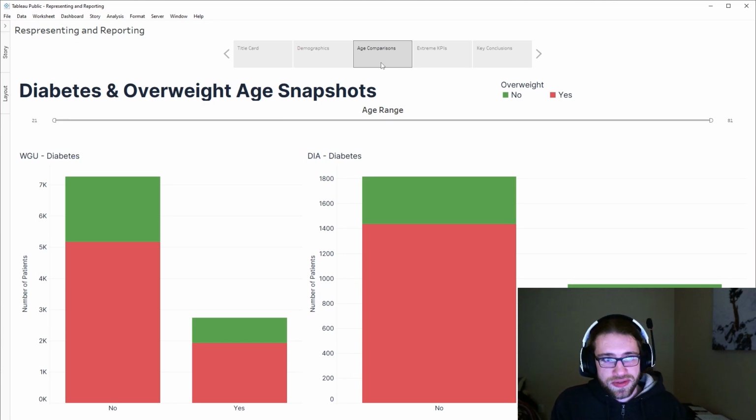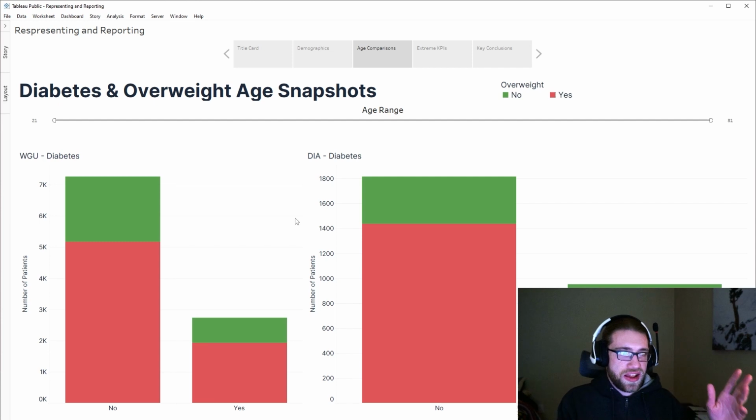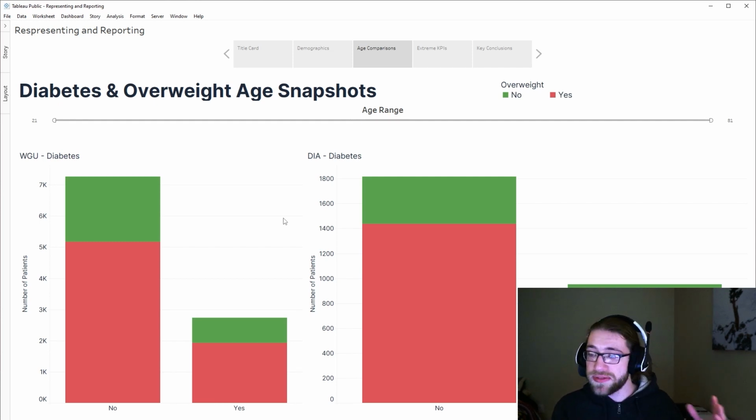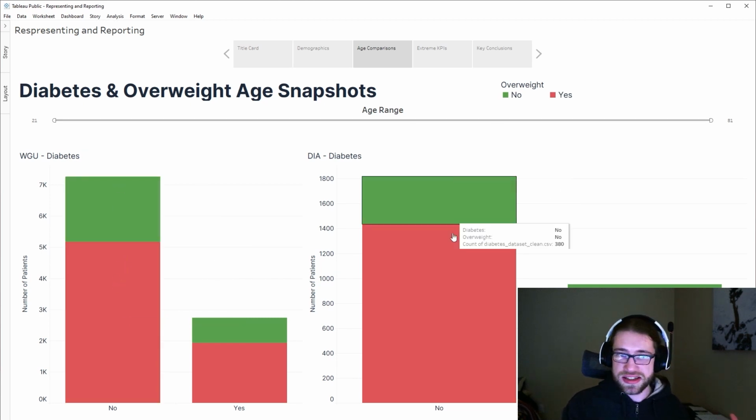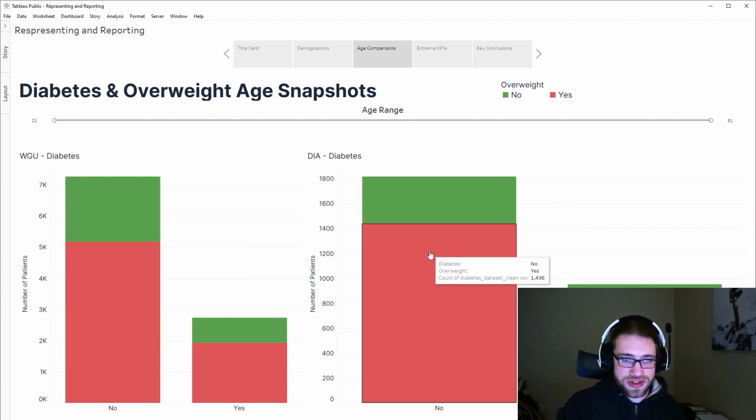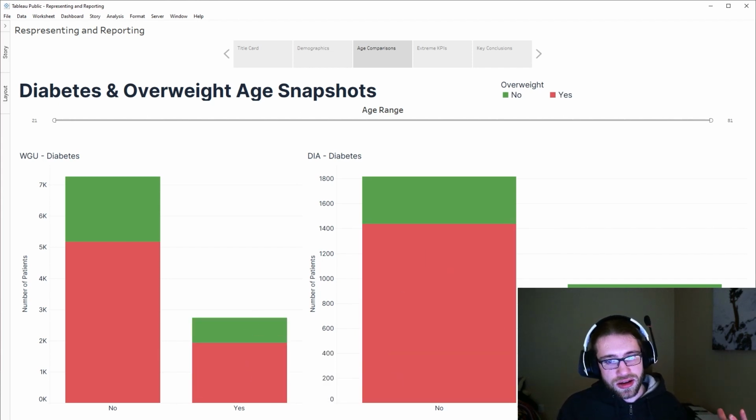And so what we have here is the WGU group and the DIA group on the right. When it comes to the columns, these stand for whether they have diabetes or not. So the left-hand column will always be no. This is the number of WGU patients without diabetes. This is the DIA column without diabetes. And then the right-hand column for each of these groups is the number with.